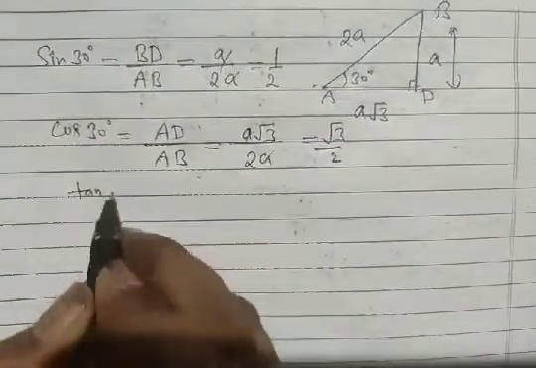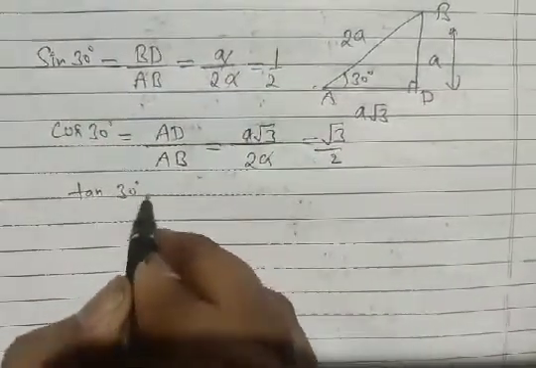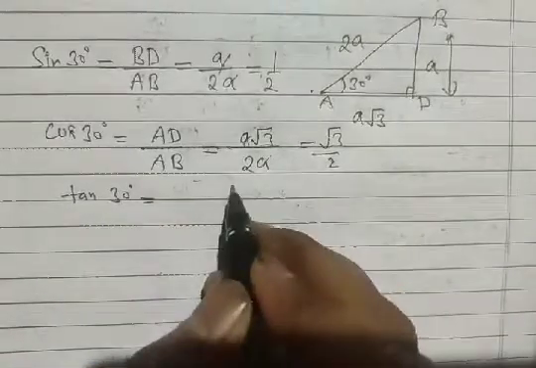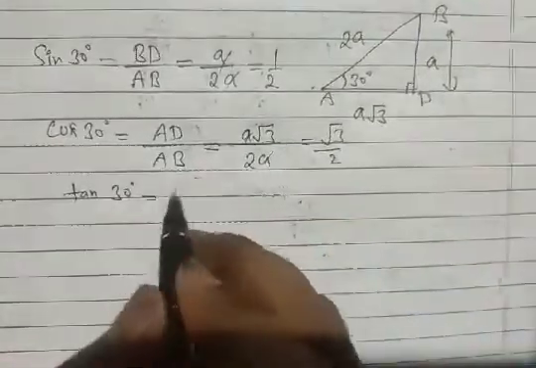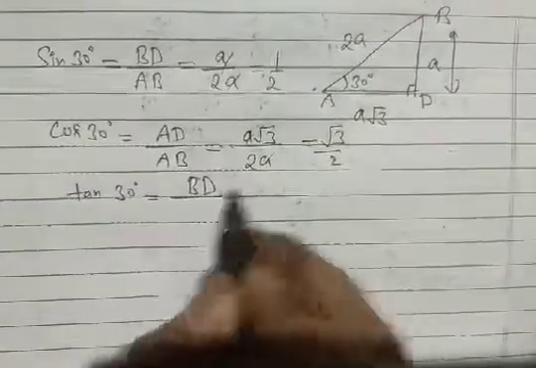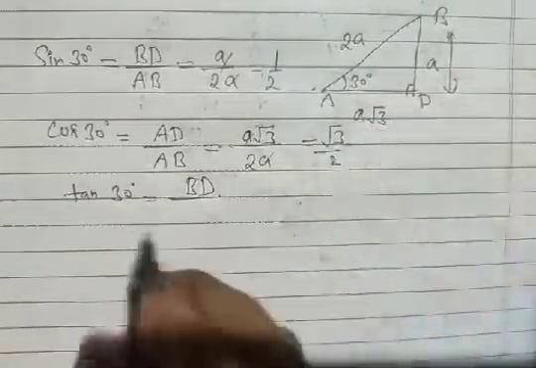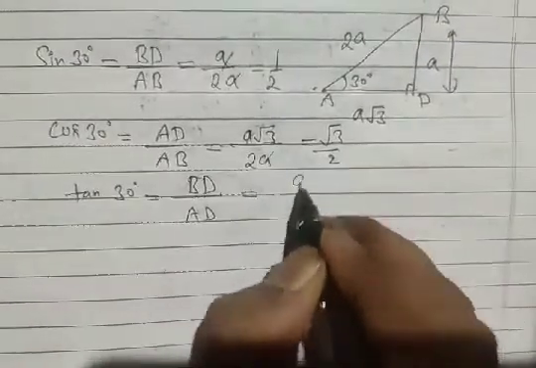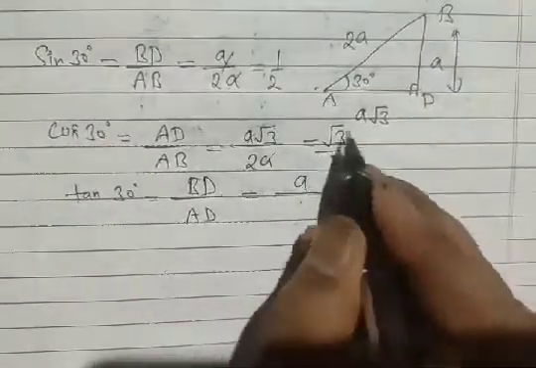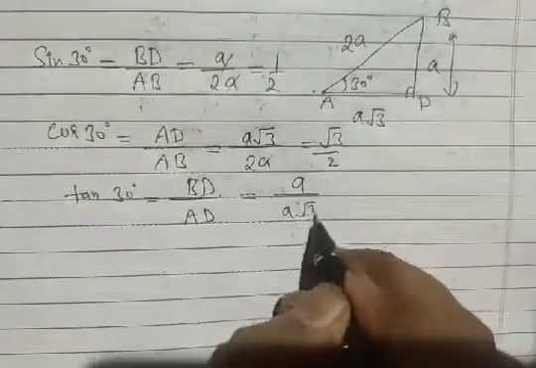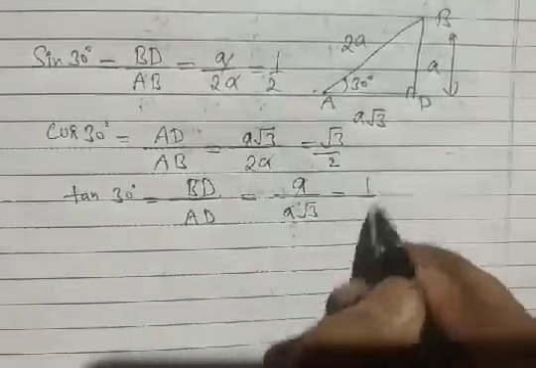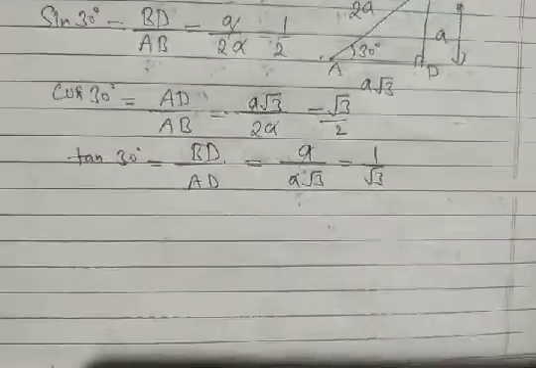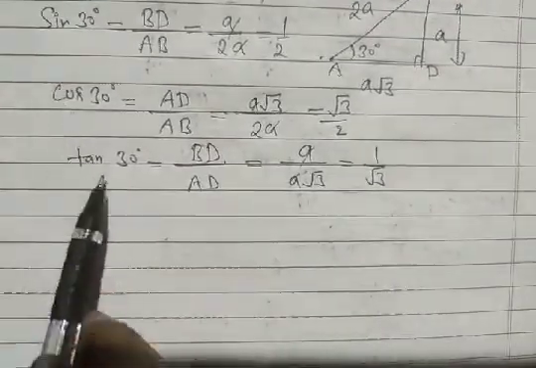Now we move to find the value of tan 30. By definition, tan 30 is perpendicular to the base. Our perpendicular is BD, and our base is AD. The value of BD is A, and the value of AD is A root 3. After solving, we get tan 30 is 1 by root 3. Now we have sine, cos and tan 30.